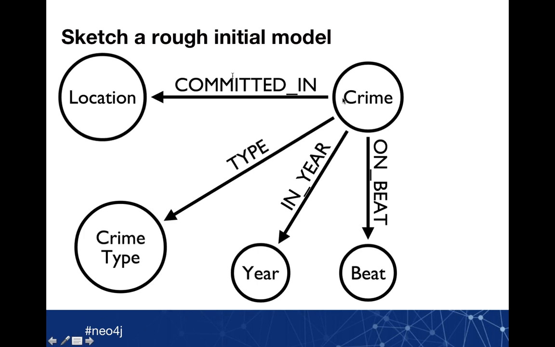So just to quickly go through it, the crime is the center of our world. We're going to put all the crime and its data here, and we're going to say, okay, it's committed in a location. The type of the crime is the crime type. We're going to say it's in a year, and it's on a particular beat. So that's how we might start.